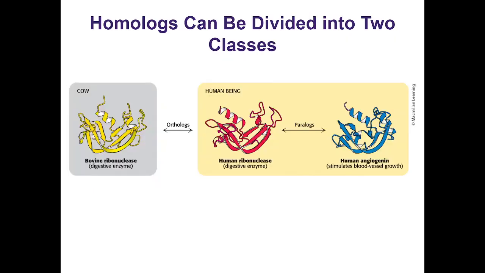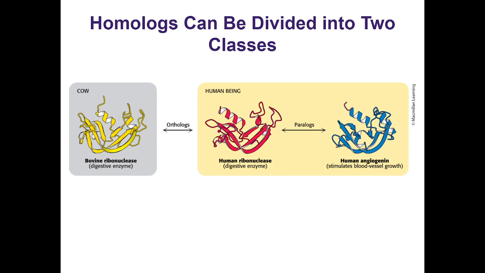Okay, so right here we see the cow. This is the bovine ribonuclease. It's a digestive enzyme. And here we see the same sort of thing showing up in human beings, right? And so these are orthologs right here. We have the human ribonuclease, which is our digestive enzyme, right? Okay. And so notice they are actually not alike, are they? Yeah, there's actually quite a bit of difference between them.